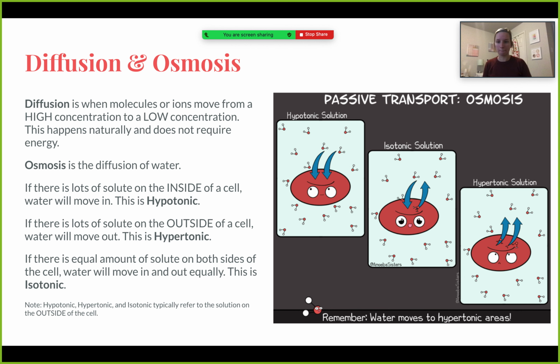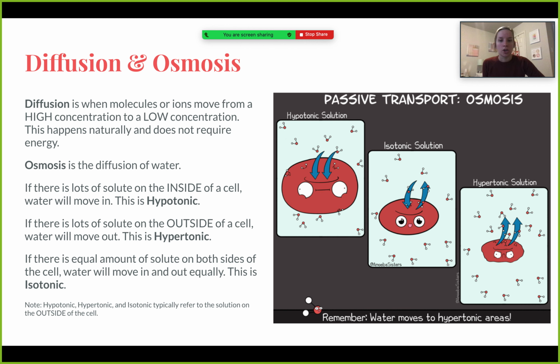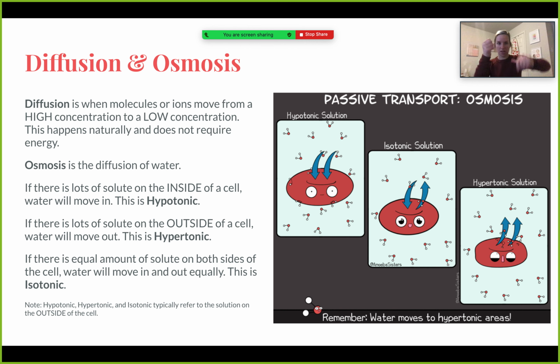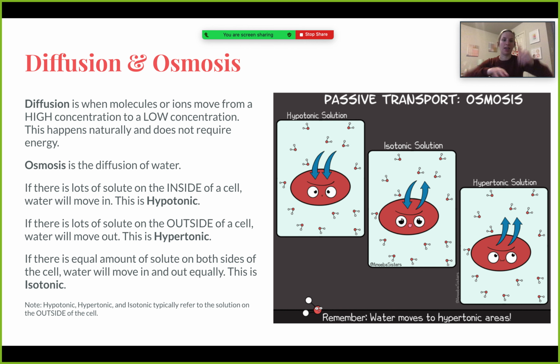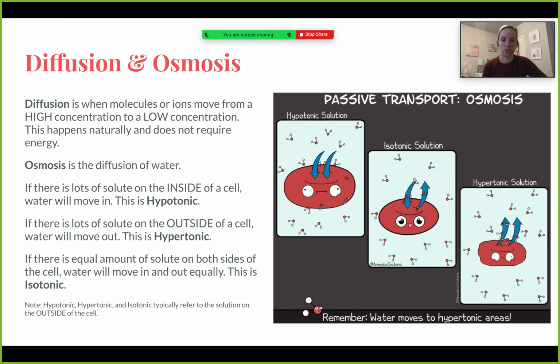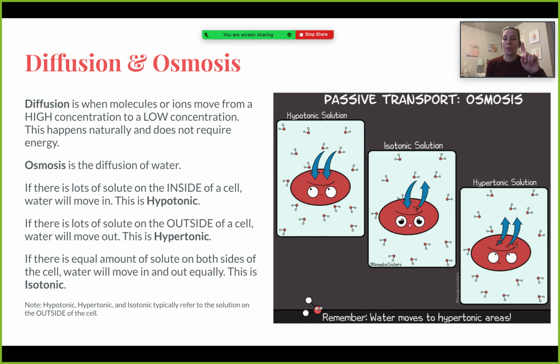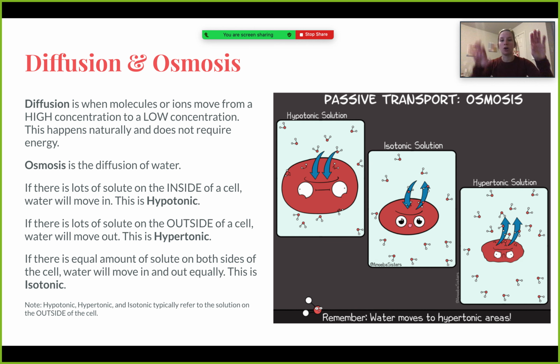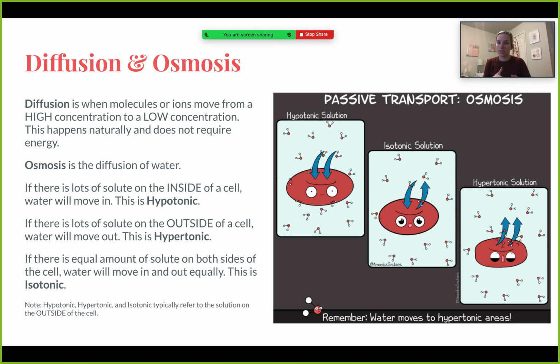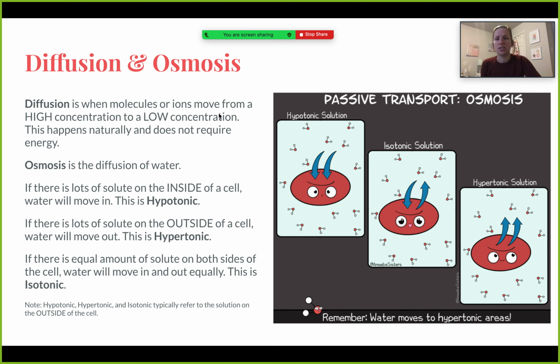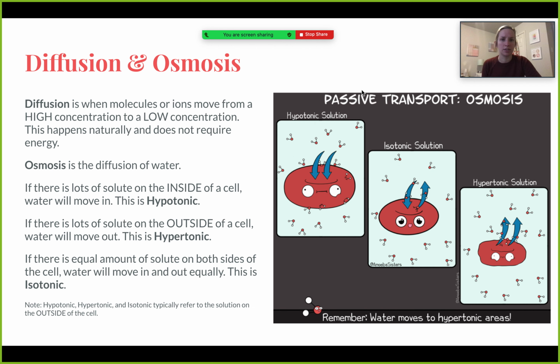Hyper means too much, hypo means too little, and we're referring to the stuff outside the cell. All right, if there's an equal amount of solute on both sides, water's going to move in and move out of the cell evenly, and the cell's not going to change size. So hypotonic, hypertonic, and isotonic is all referring to the solution outside of the cell. We'll go a little deeper into hypotonic, hypertonic, and isotonic later.